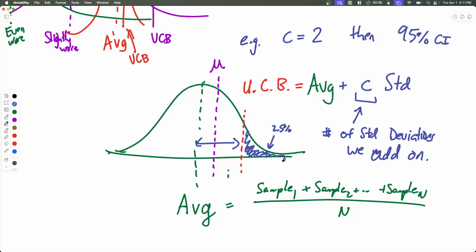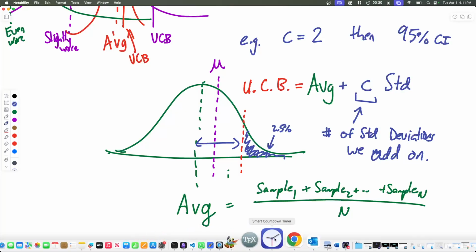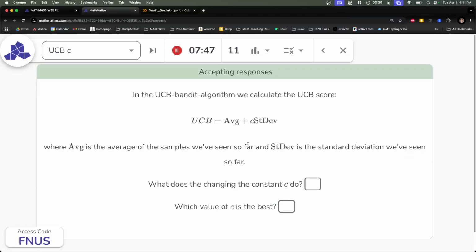And now the question that I'm asking you in Mathematize now, related to all this preamble, is what is the effect of changing C? So we can choose in our algorithm what to do. We can either make C higher or lower. And the question is, what effect will that have? And then the question is, what should we do? So what does it do and what should we do? Those are the two questions.